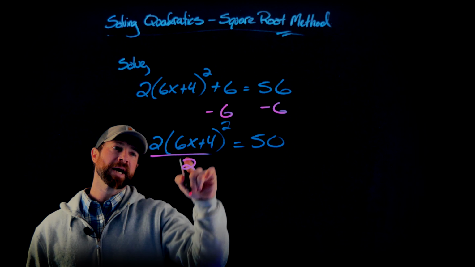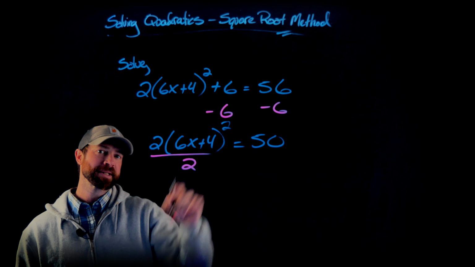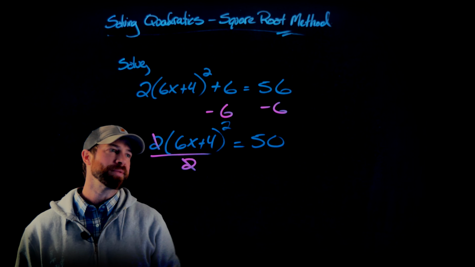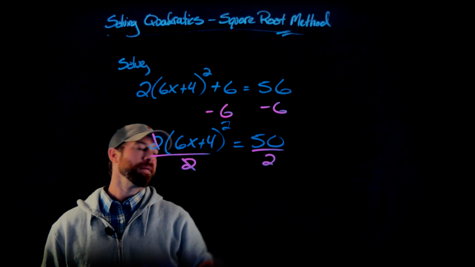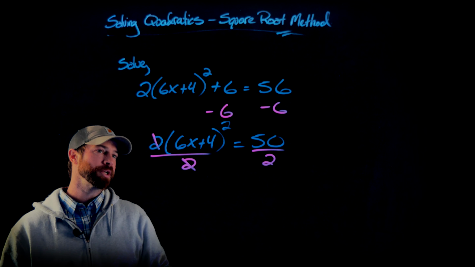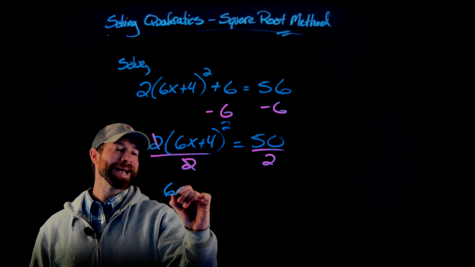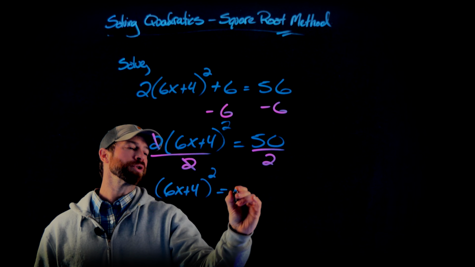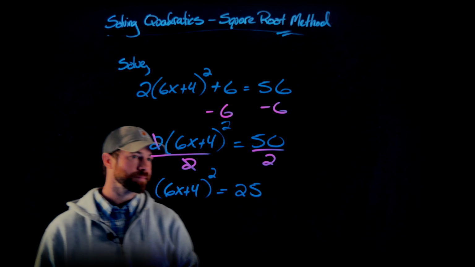Dividing by 2 does not ever affect the stuff inside the parentheses and affected by the exponent here. It's only going to cancel that 2 right there. But I also obviously have to do this to the other side of the equation. This gives me 6x plus 4 squared equals 25.